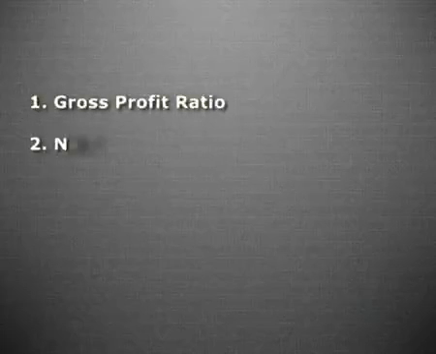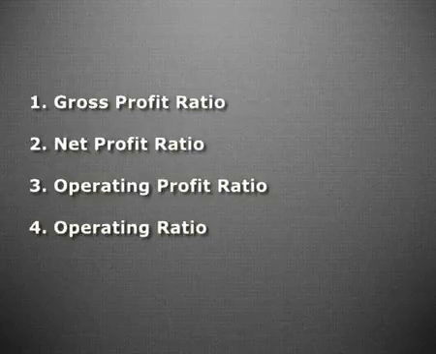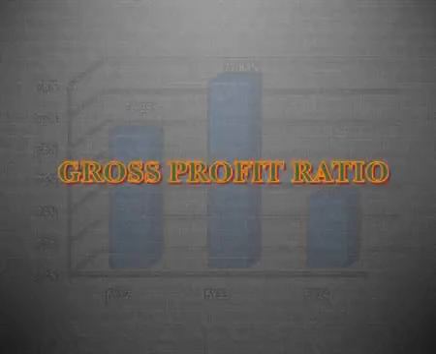Following ratios are calculated to measure the profitability of the business. First, gross profit ratio. Second, net profit ratio. Third, operating profit ratio. Fourth, operating ratio. Let's discuss them one by one. First, gross profit ratio. Gross profit is defined as the profit before the recovery of operating expenses.